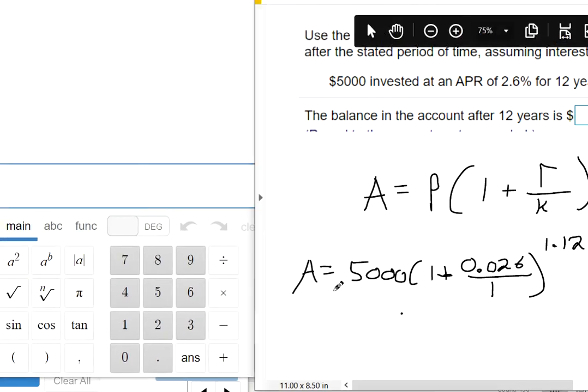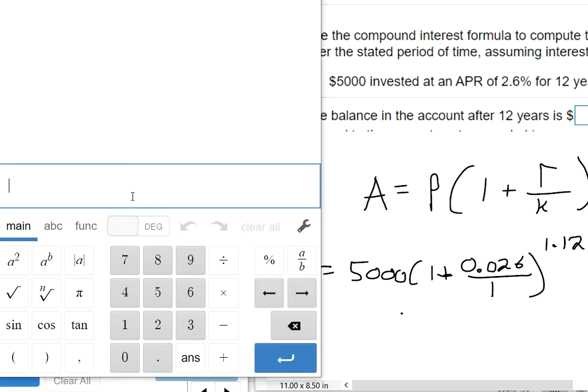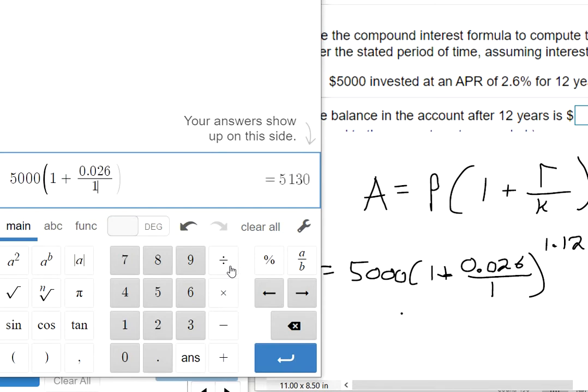Okay, so I need to figure out what A is, the amount of money I have after all these 12 years are said and done. So I need to type this in the calculator. You can actually just type it in exactly as it looks. 5,000, open parentheses, 1 plus 0.026. Then you could use this division key if you want, or you could type the slash key on your keyboard. Close that parentheses. To get the exponent, you could hit this button, or you could hold shift and press the 6 key to get the caret symbol. And that's the exponent position.